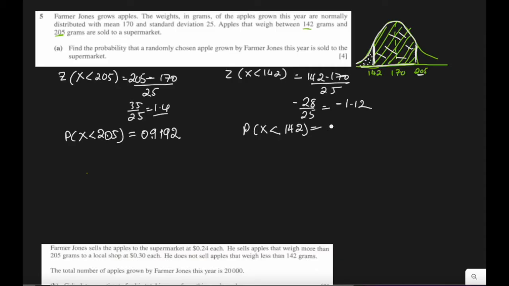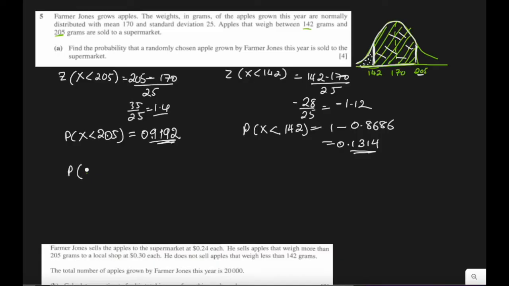For negative, we write 1 minus, and whatever we got for positive 1.12. That's how we change it. So this will be how much? 0.1314. And our plan was to subtract this probability from this probability, and we'll get our answer.